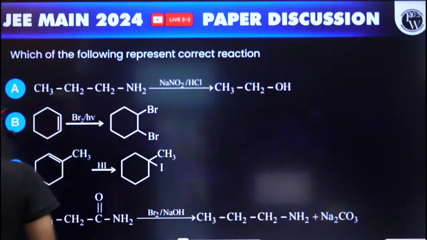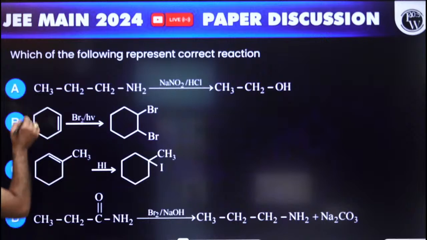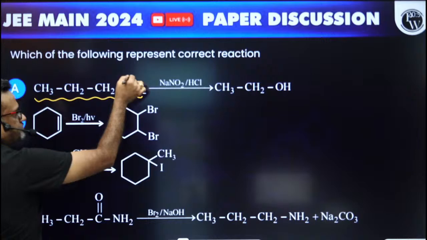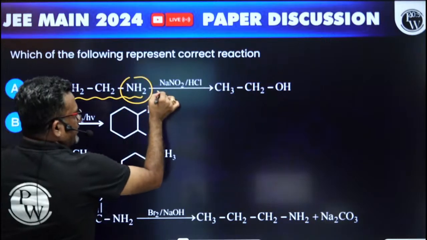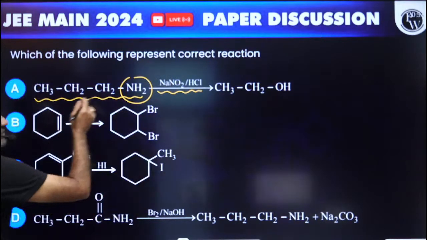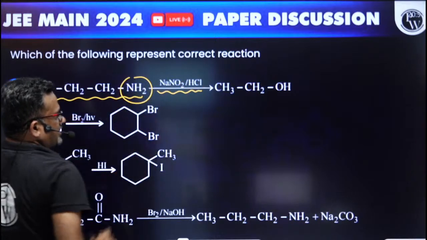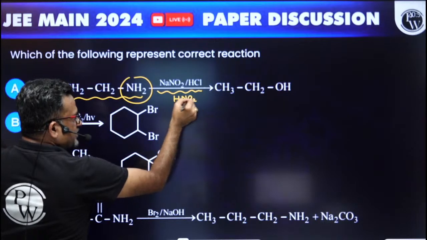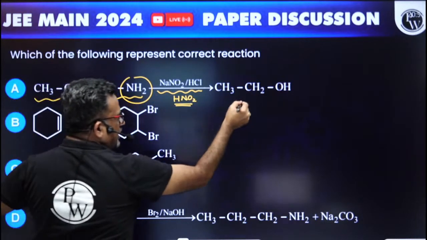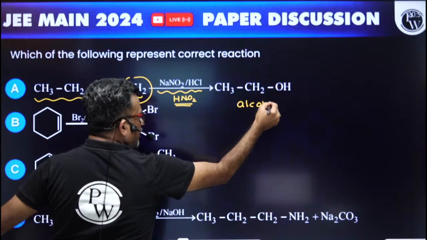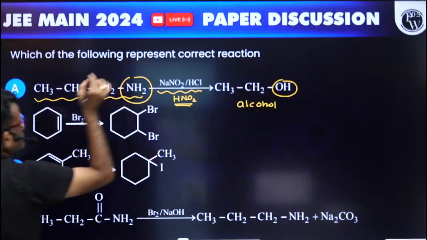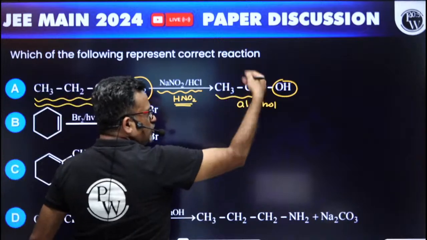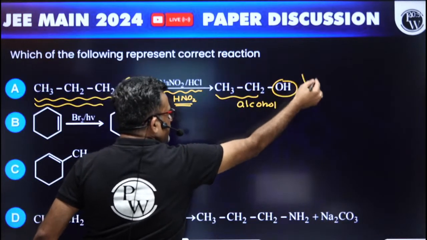Which of the following represents the correct reaction? CH3CH2CH2NH2 is nothing but a primary amine. We have NaNO2, HCl. A primary amine with sodium nitrite and HCl is nothing but a primary amine with nitrous acid. A primary amine with nitrous acid will give you alcohol. Has it given you alcohol? Great, fantastic. But we have 3 carbons here, and there are only 2 carbons here. One more carbon, where has it gone? So therefore, this particular product is wrong.